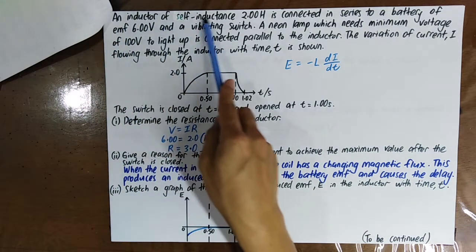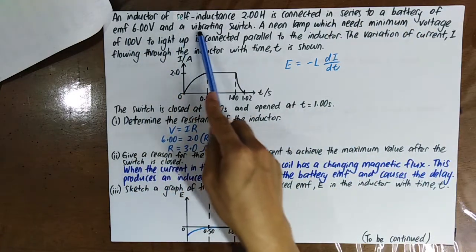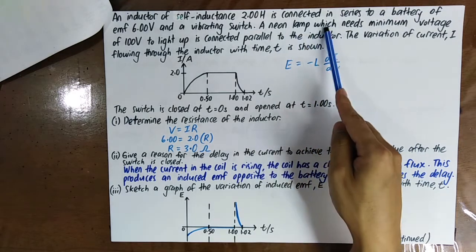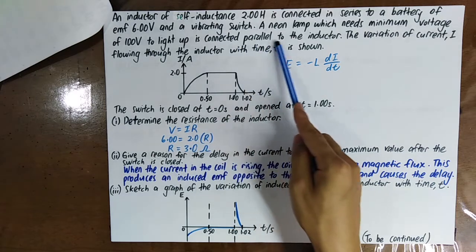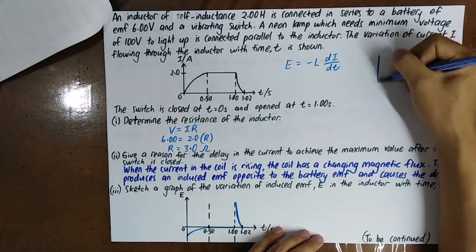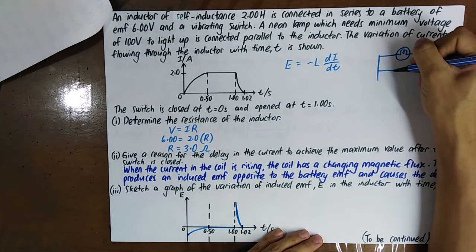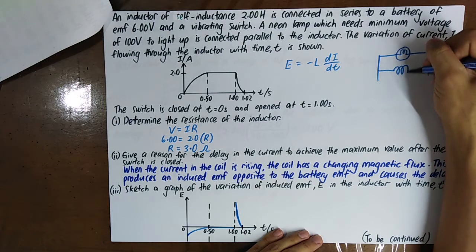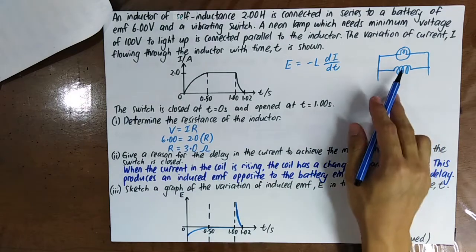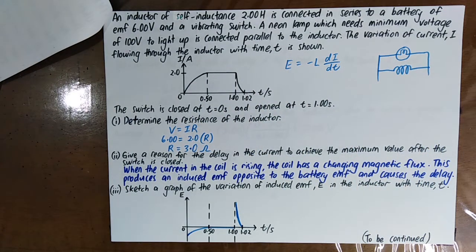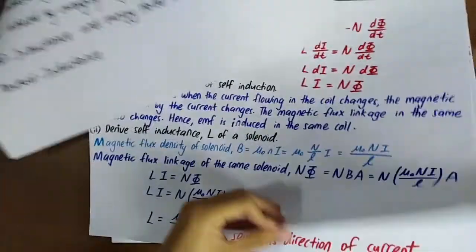An inductor of self-inductance 2 henry is connected in series to a battery of EMF 6 volt and a vibrating switch. A neon lamp which needs a minimum voltage of 100 volt to light up is connected in parallel to the inductor. That means this is the neon lamp, connected in parallel with the inductor. The variation of current through the inductor with time is shown like this. Is it very familiar to you? Because you have already learned it just now.